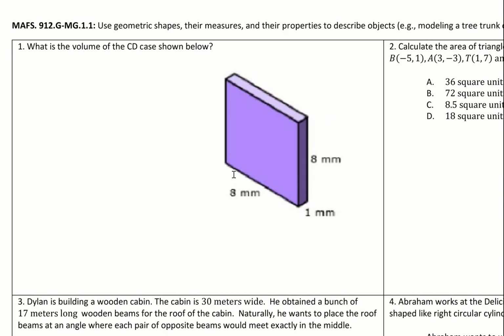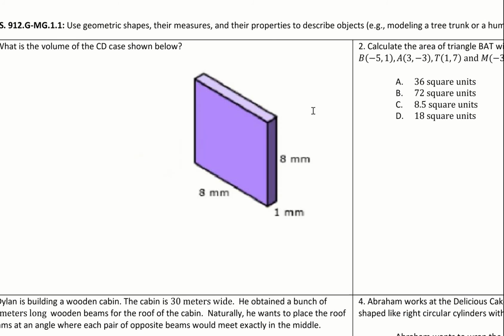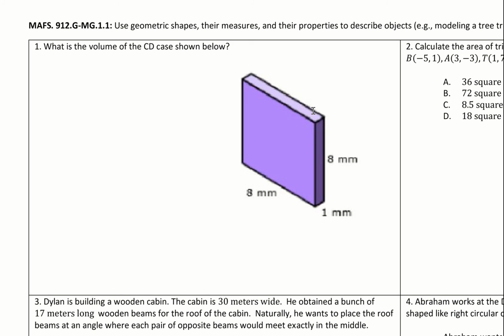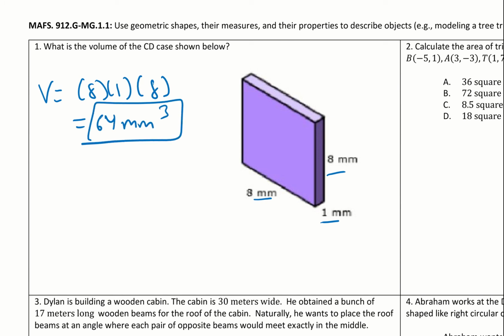All right, next standard, use geometric shapes, their measures, and their properties to describe objects. All right, so what is the volume of the CD case shown below? That's pretty straightforward. You just got to do the volume. The volume of a prism is length times width times height. So we got 8 times 1 times 8. Very simple compared to the previous problem. And it's going to be millimeters cubed.